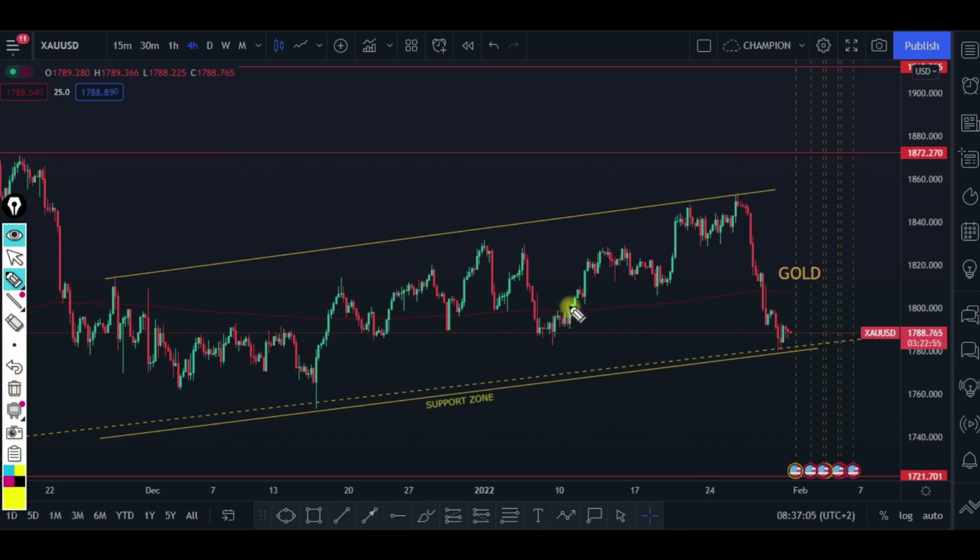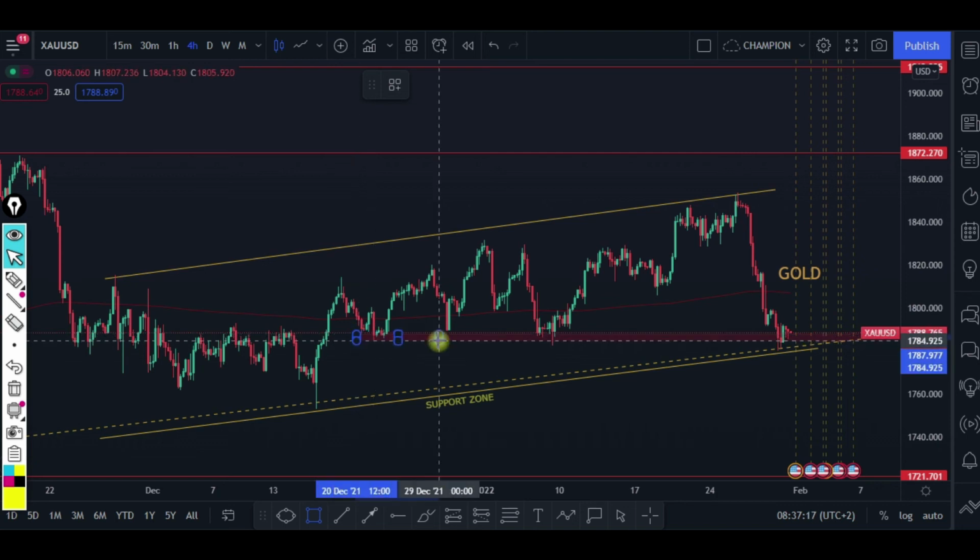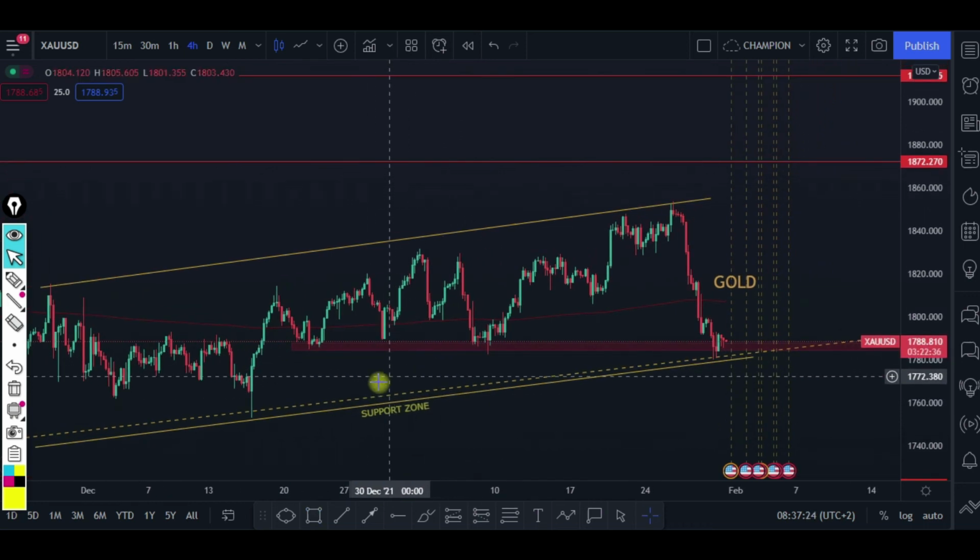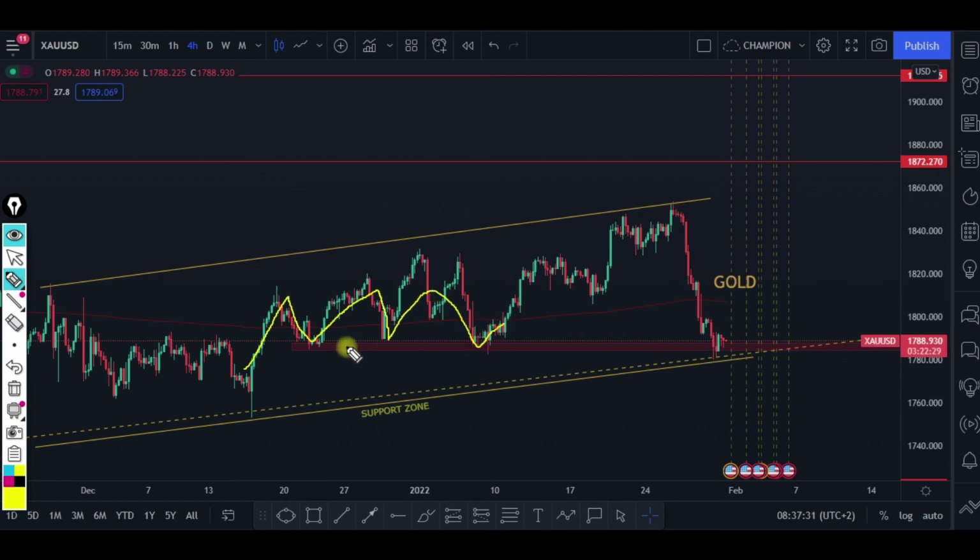So on the 4-hour time frame, I want to show you that we had a horizontal support zone, as you will be able to see. The market came and respected this area a couple of times. It has been respecting this area, and if it respects this area again today, we're going to push high.